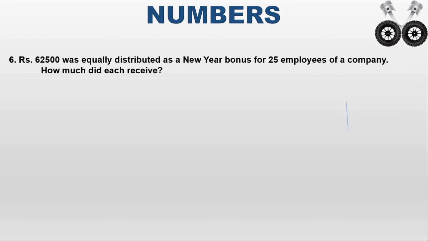Rupees 62,500 was equally distributed as a New Year bonus for 25 employees of a company. How much did each receive? Okay, there is one company. That company gives a bonus for 25 people who work in that company. So how much amount will they give? They will give the bonus as 62,500 for overall 25 people. Now they are asking to find how much amount is received by one person.